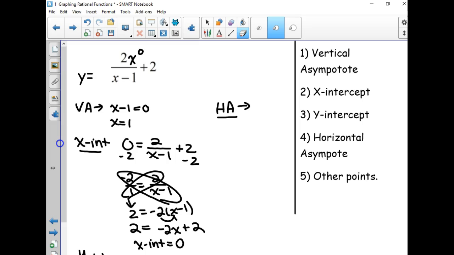What is the degree of the denominator? The degree of the denominator is 1. So for this part of the function, the numerator is less than the denominator. So what is the horizontal asymptote? y is equal to what? Well, for this part right here, it's just y is equal to 0. And then we need to add the 2 to it. So my horizontal asymptote is y is equal to 2. So if there's a constant, you evaluate what that fraction piece is and then add the constant to it.